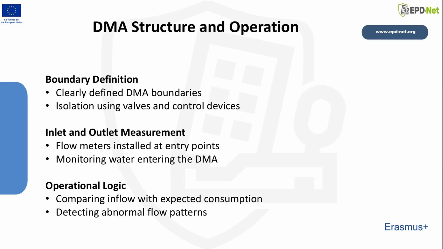Within a DMA, flow meters are installed at inlet points to measure the volume of water entering the area. In some cases, outlet measurements are also used to improve accuracy. These measurements provide the data needed to assess water balance within the DMA.